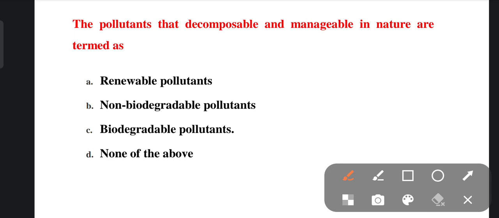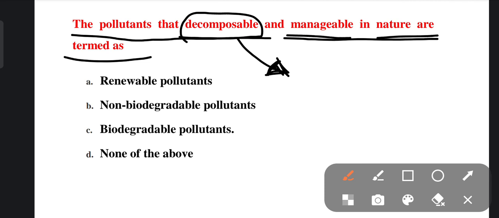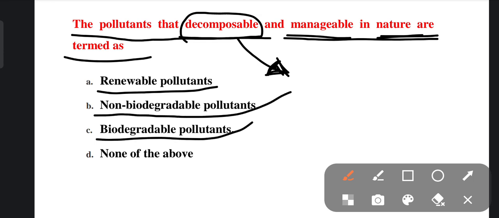So the next one is, the pollutants that are decomposable and manageable in the nature are termed as? The pollutants, pollutions are nothing but pollutants. The ingredients which cause the pollutions are called pollutants. Decomposable means there is no risk of staying on the earth. They can be decomposed. They will mix with the soil and be manageable in the earth, in the nature. Options are renewable pollutants, non biodegradable pollutants, biodegradable pollutants, none of the above.